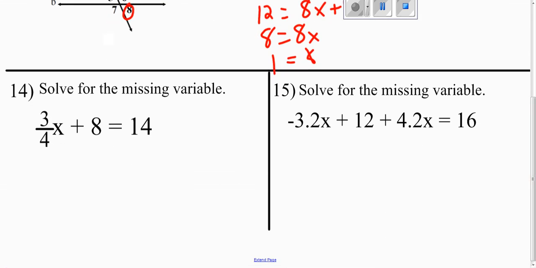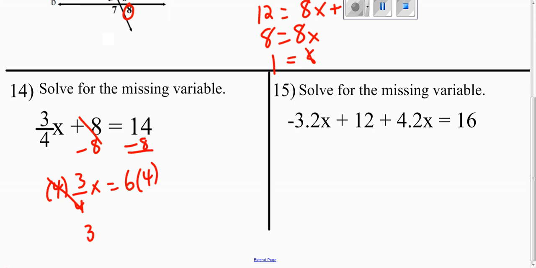Number 14, straightforward solving equation, minus 8 from both sides. 3 over 4x equals 6. Now, however you choose to solve this, you can divide both sides by 3 over 4. If you're going to use your calculator, I usually like to do this in 2 steps. I get rid of the denominator first by multiplying by it. 3x equals 24. Then I divide by 3, and I get x equals 8.